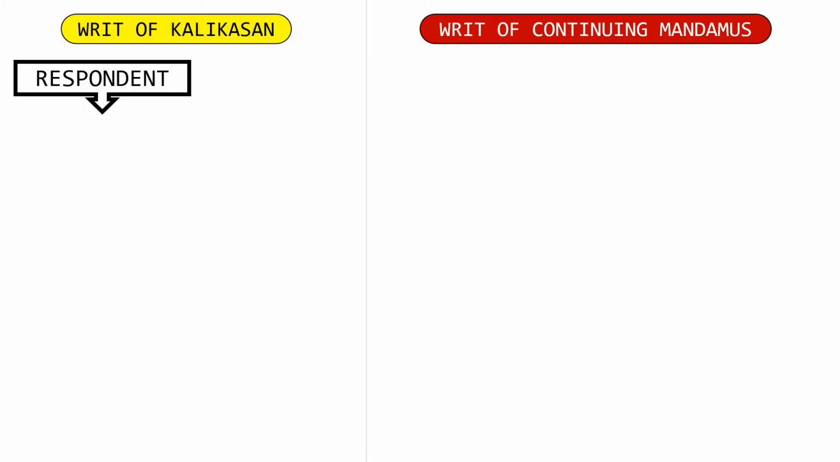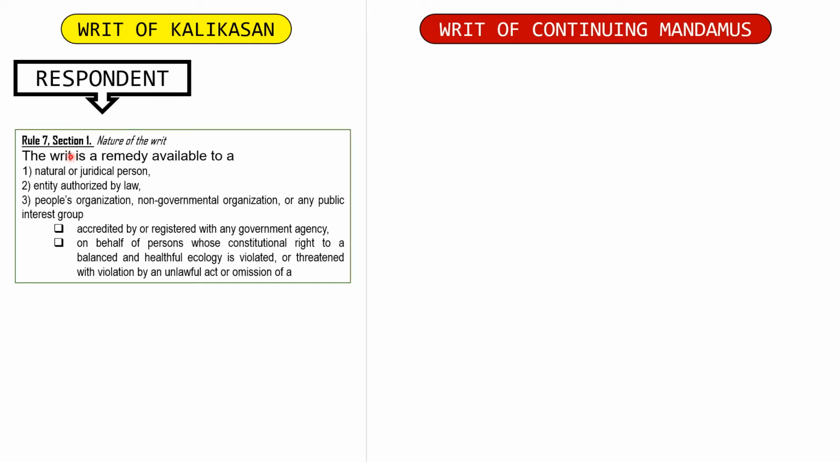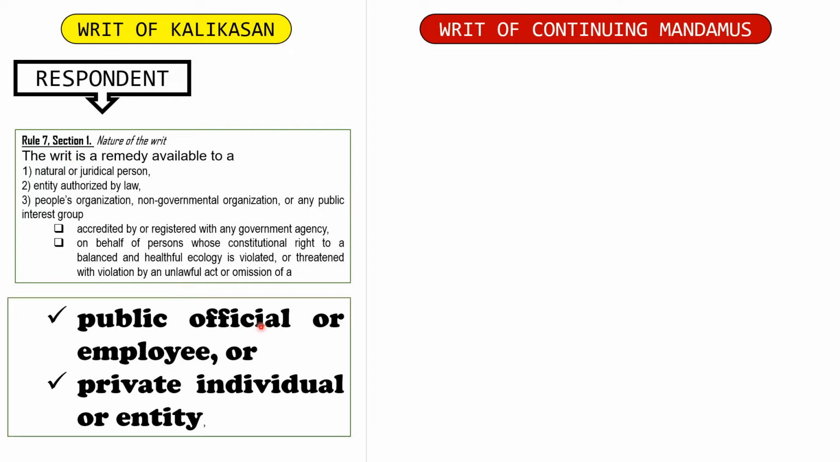Who is the respondent in the writ of kalikasan? Section 1 again has the answer. If there is an unlawful act or omission of a public official or employee or a private individual or entity, then you can file a writ of kalikasan against these persons. So your respondent is either a public person or a private person.